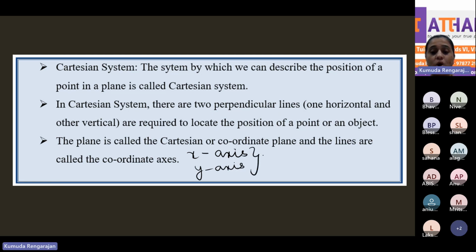Together, they are called the coordinate axes. Axis is singular, axes is plural. The two lines, the X axis and the Y axis, together are called the coordinate axes.